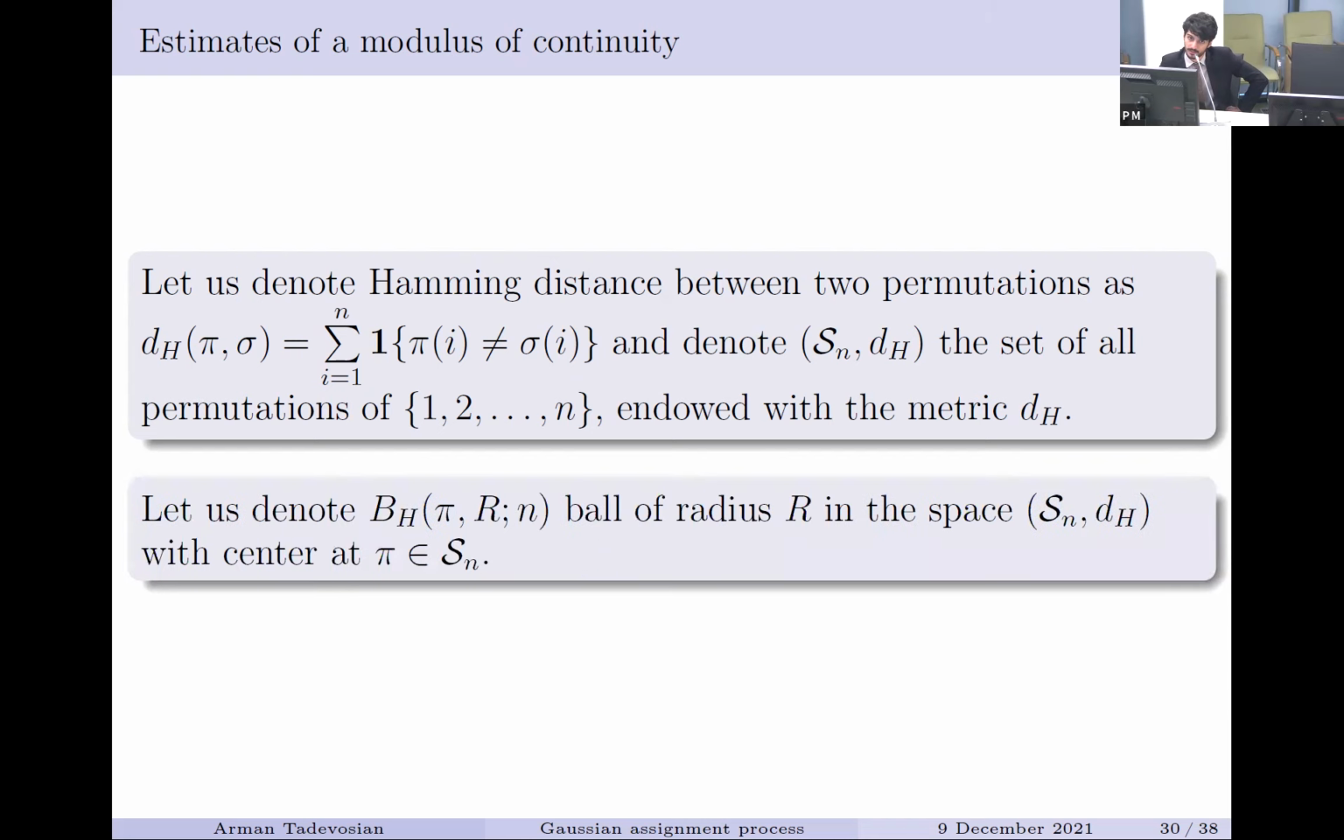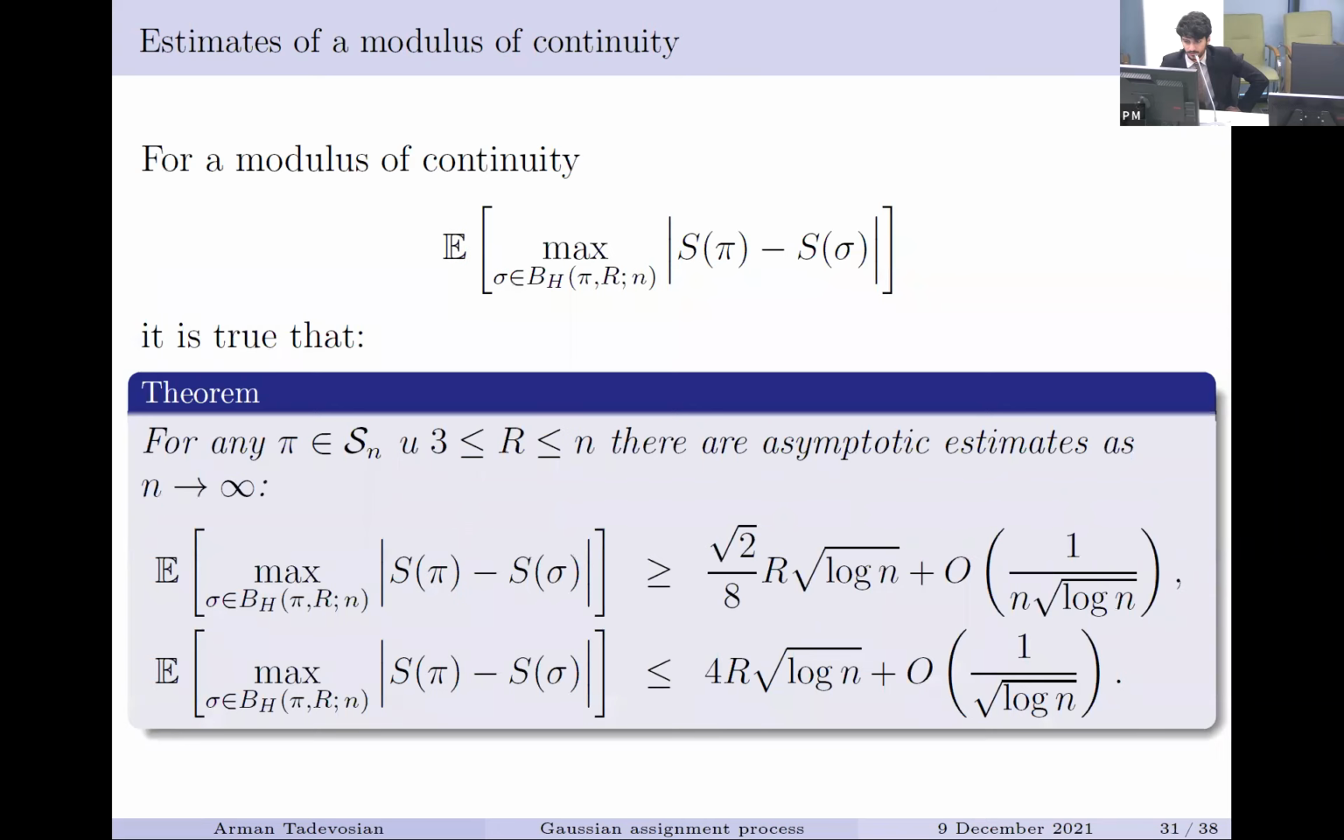And we can consider balls in that metric space. We denote them by B_H centered in pi with radius r. After that, we get that for a modulus of continuity, which is such an expression, expectation of the maximum of absolute difference between S of pi and S of sigma, where sigma lies within the ball centered in pi.